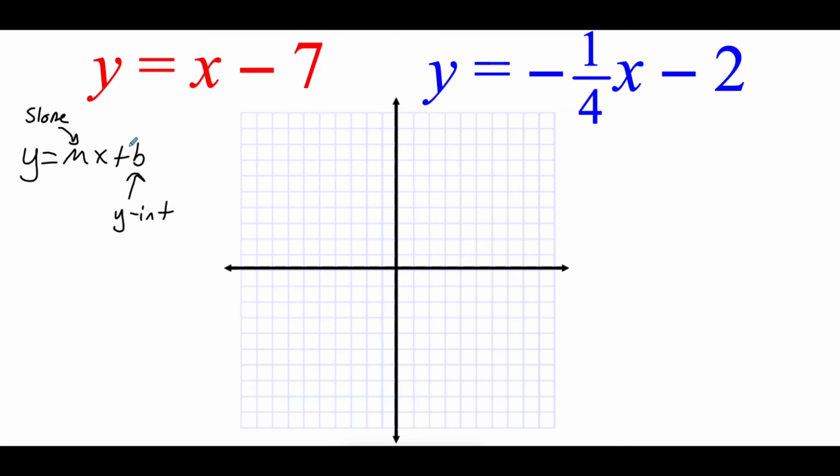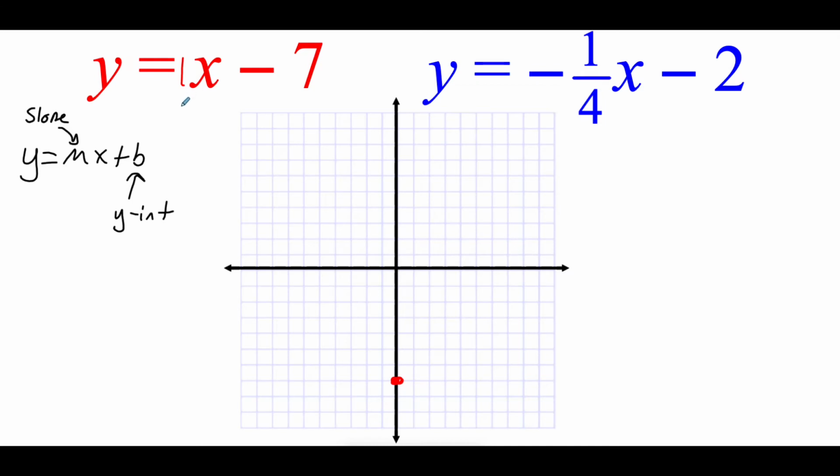As we look at this first equation, y equals x minus 7, I see that there's a negative 7 as the b value on the end, meaning that our graph is going to cross through the y-axis at negative 7. So from the origin, I can count down 7 spaces and put my first dot there. Now in front of the x, there's no number written, which means there's an implied 1 there. So the slope of this equation is 1.